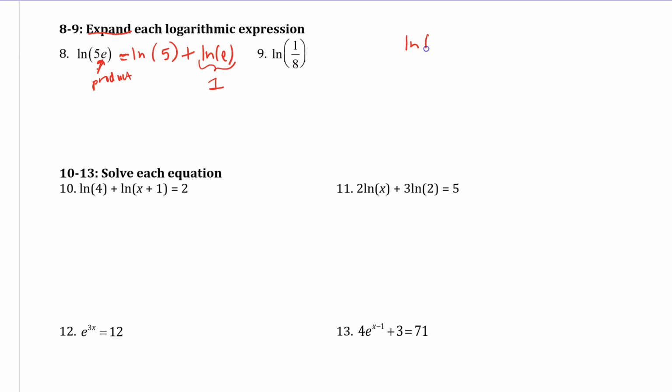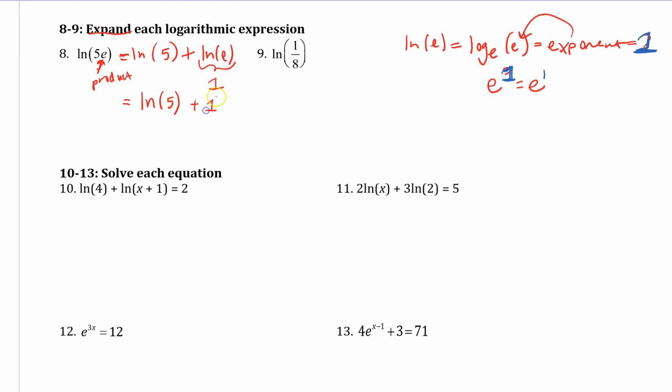Why? Because the natural log is a log base e, and a log of any base is equal to the exponent of that base, whatever exponent you'd have to get to result in whatever's inside. So if we're trying to figure out what that is, e to what power equals itself, hopefully right away you'd think, oh, e to the first power would equal e. The log is the power. So the natural log of e is a log base e of e, which is equal to 1. So this ends up equaling, when all is said and done, the natural log of 5 plus 1.